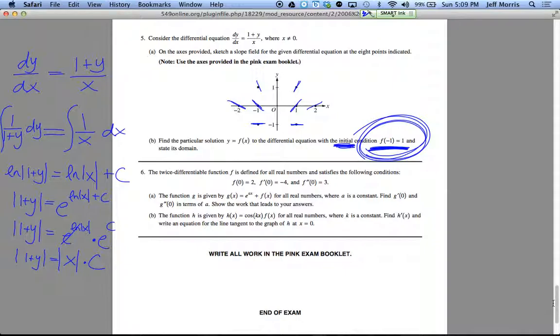Okay? Let's plug in now. Plug in our 1 for y. What's 1 plus 1? What's the absolute value of 2? 2 equals absolute value of -1 times c. So c equals what? There's a 6th point. Or 7. That'd be 7.